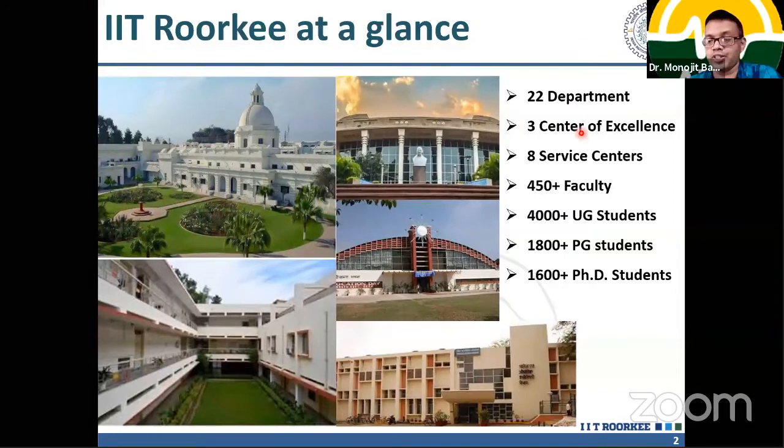And we have three centers of excellence, including the center of disaster management and the center of nanotechnology. I'm also associated with the center of nanotechnology. Other than that, there are 8 service centers, including the computer center and the institute instrumentation center, and so on. There are more than 450 faculty, currently even more now. If you look at the undergraduate students, mostly BTech students, there are more than 4,000. There are 1,800 PG students and around 1,600 plus PhD students. So that is, in brief, IIT Roorkee. It is situated in Haridwar near the Ganga Canal.